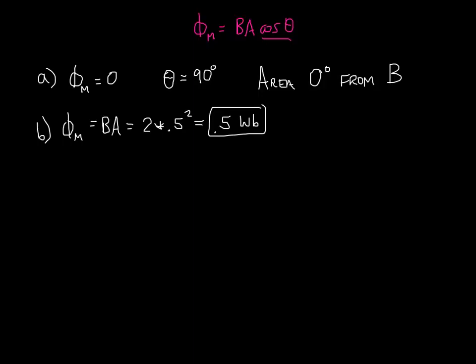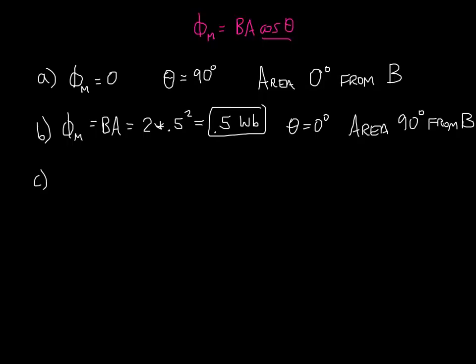In order to get this to happen, the cosine of theta has to equal 1, so that means that theta is equal to 0 degrees. But again, that's the angle between the normal and the magnetic field, which means the area of the loop has to be 90 degrees from the magnetic field.